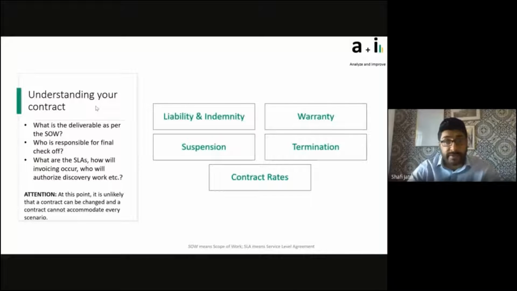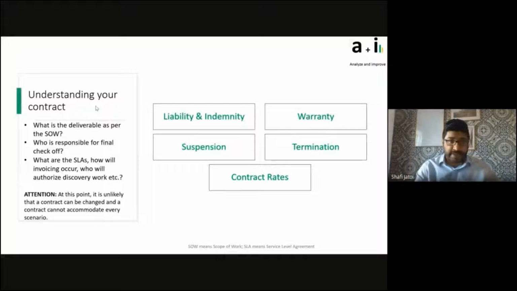What are the service level agreements? How will the invoicing occur? Is it monthly, weekly, daily? Who authorizes discovery work? So work that isn't anticipated within the scope of work, but could happen as a result of doing this job. How does that procedure also work?